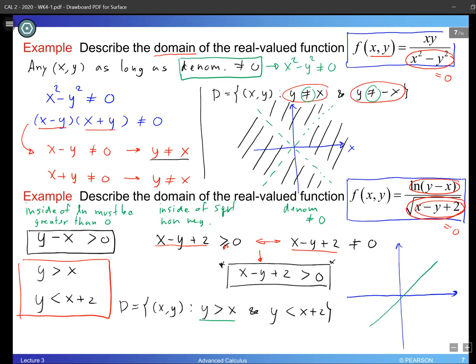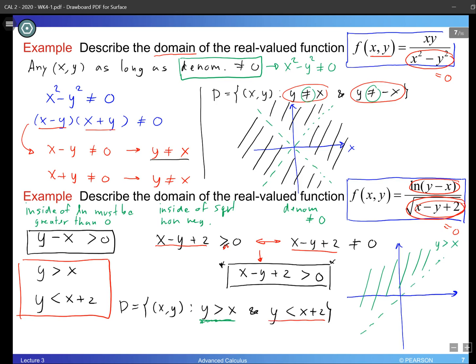y equal to x, and this condition requires y to be greater than x, so it can be anything up here. And since we have y greater than x, it means that we do not include the line itself. So let's erase the line and make it dotted. We do not include points on the line because y has to be greater than x. So make a note right here, y has to be greater than x. Now let's take a look at the next one.